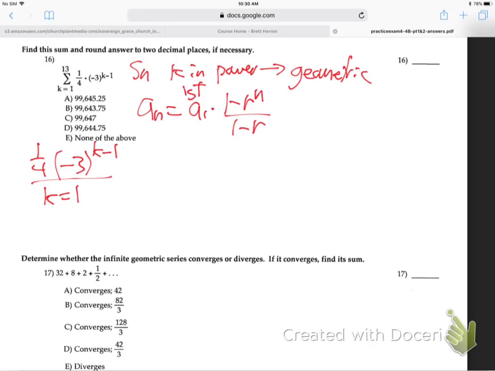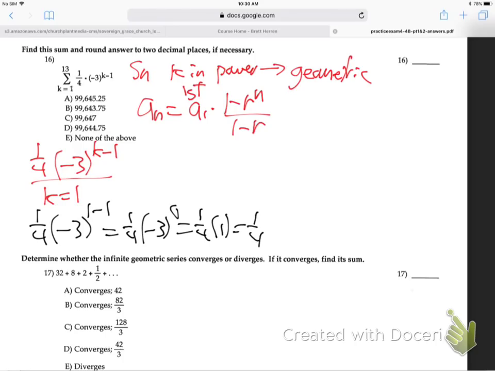So I'm going to plug k equals 1 in and find the first term. It's 1 fourth times minus 3 to the 1 minus 1, which is 1 fourth times minus 3 to the 0, which is 1 fourth times 1, which is 1 fourth. So the first term is 1 fourth.